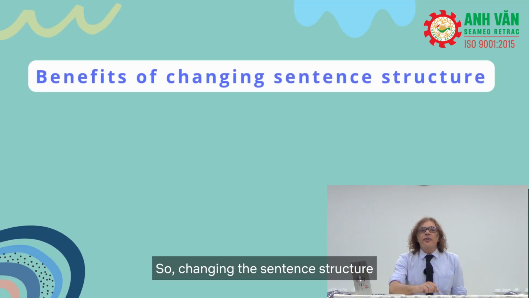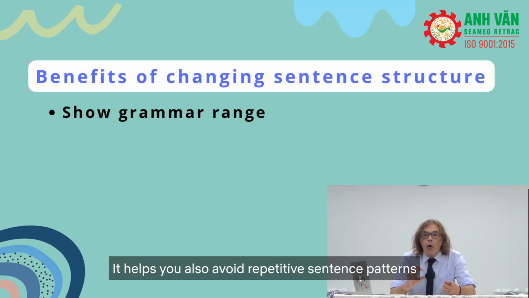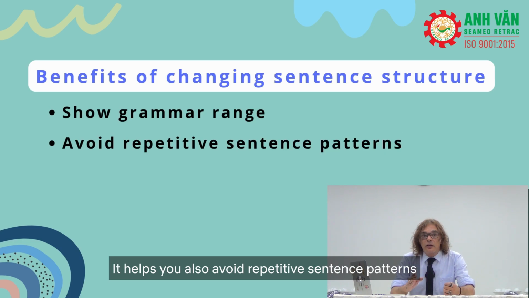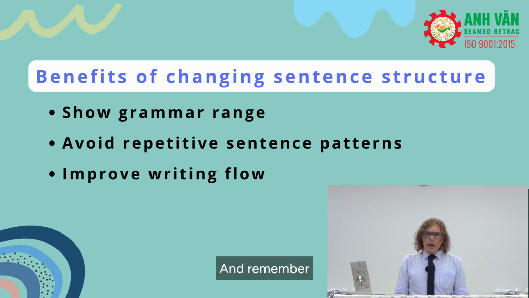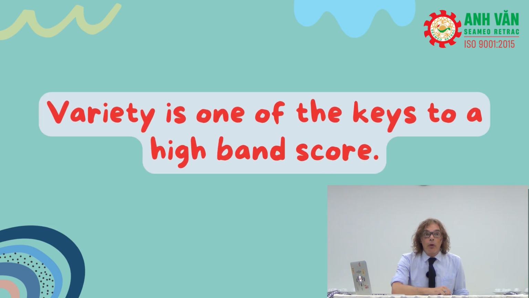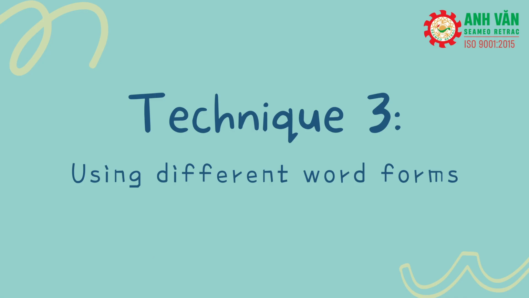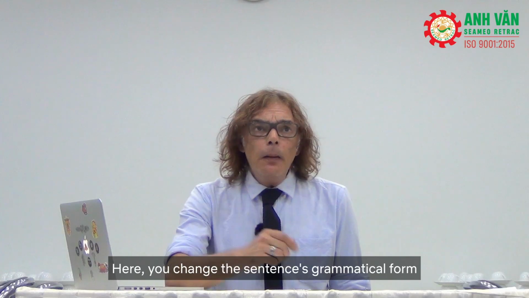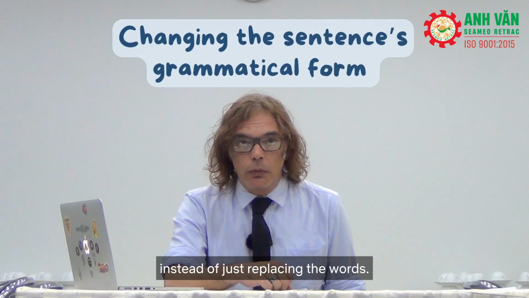So, changing the sentence structure isn't just about showing off your grammar, it helps you also avoid repetitive sentence patterns and makes your writing flow more naturally. And remember, variety is one of the keys to a high band score. Let's move on to our third technique, using different word forms. Here, you change the sentence's grammatical form instead of just replacing the words.